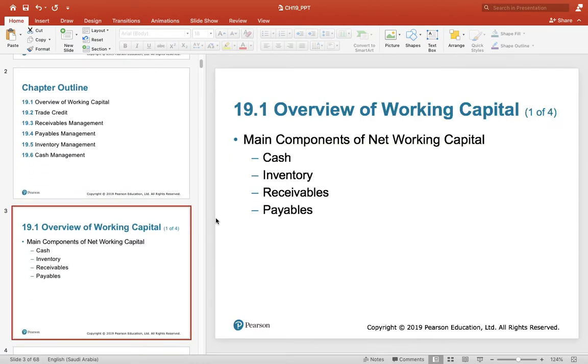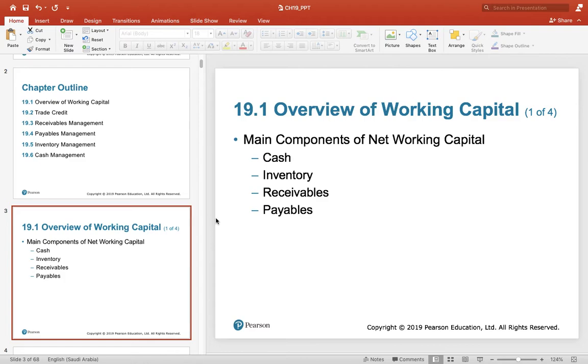Let us start. What do we mean by working capital? Working capital is the capital which is needed for the day-to-day operations of the business. It is further classified into gross working capital and net working capital. Gross working capital is the total of the current assets and it is not of much use. In practice, most organizations use the net working capital. Net working capital is the difference between current assets and current liabilities.